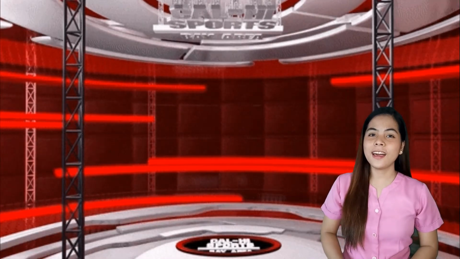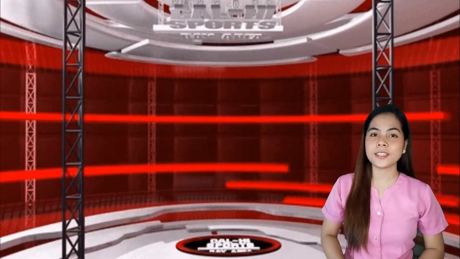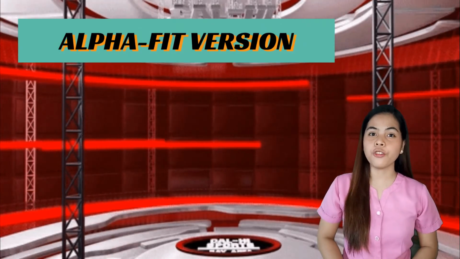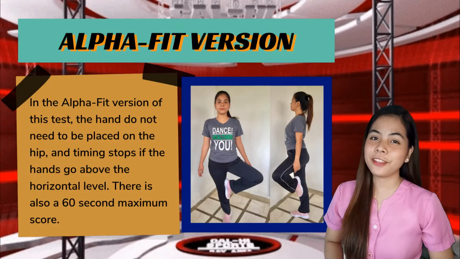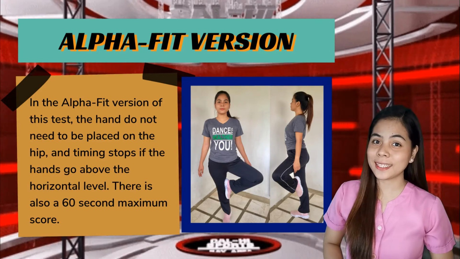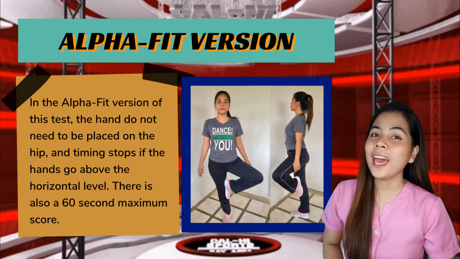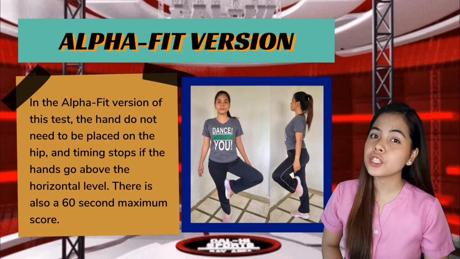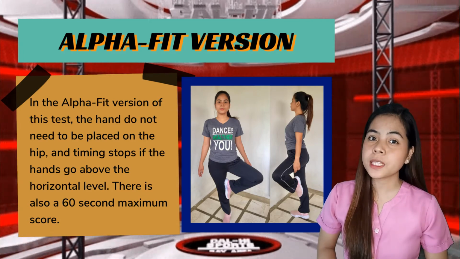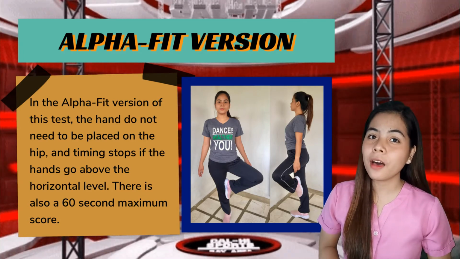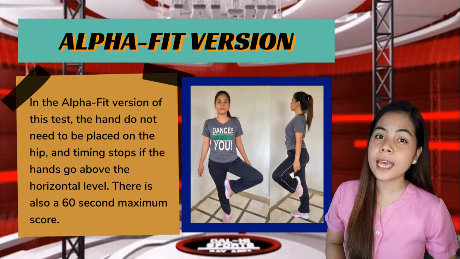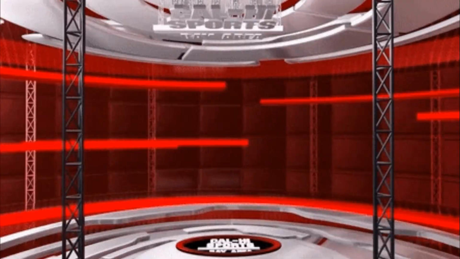And finally, our third way to assess our balance is by using the Alpha Fit version. The Alpha Fit version is almost the same with Flamingo Balance Test. However, in this test, the hands do not need to be placed on your hips, and timing stops when your hands go above the horizontal level. There is also a 60-second maximum score.